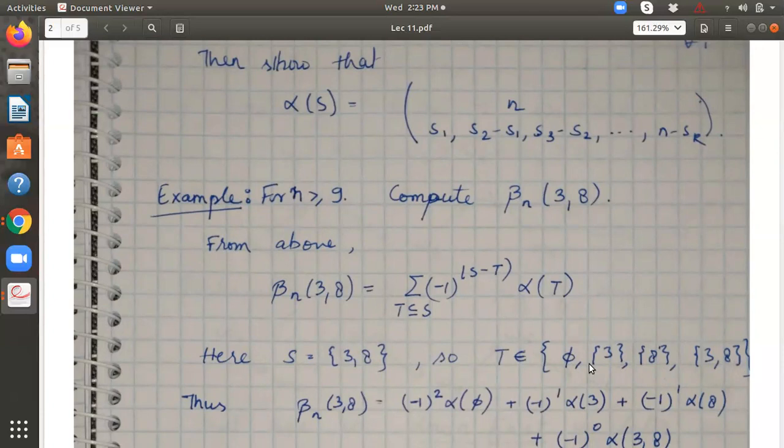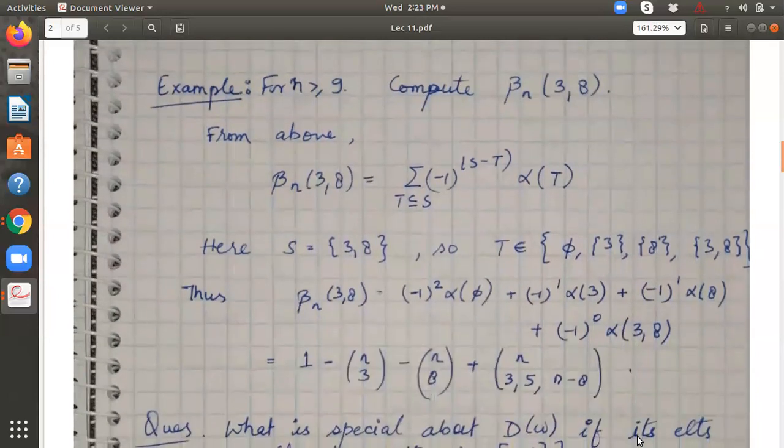So beta n of {3, 8} happens to be minus 1 raised to 2, since the cardinality of S minus the empty set is 2, times alpha of the empty set, plus minus 1 raised to 1 times alpha of {3}, plus minus 1 raised to 1 times alpha of {8}, plus minus 1 raised to 0 times alpha of {3, 8}. You understand this equation, right? I don't have to elaborate it. So alpha of the empty set is always 1.